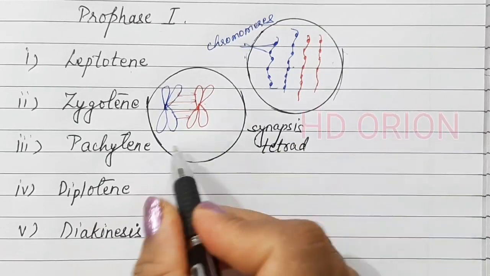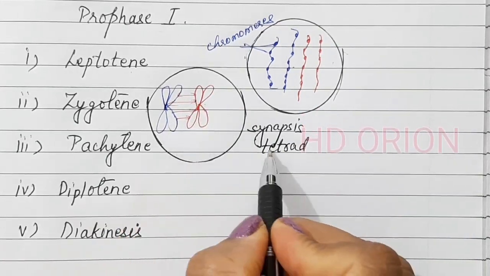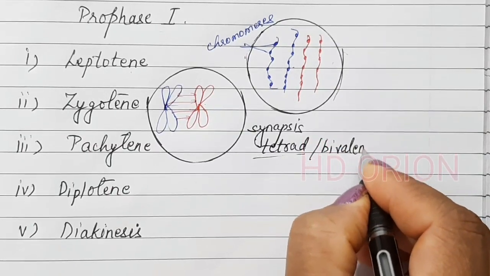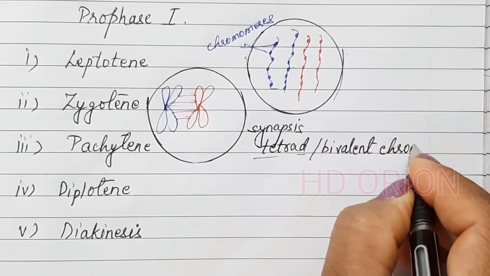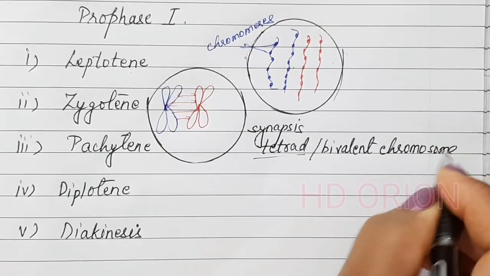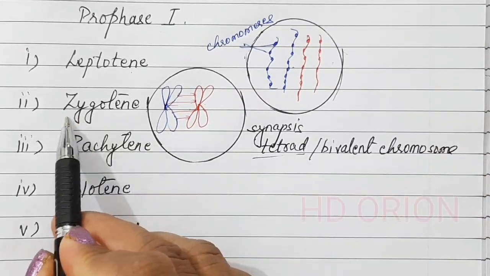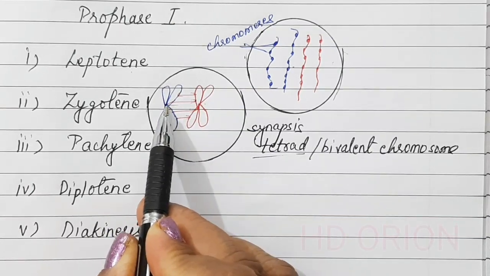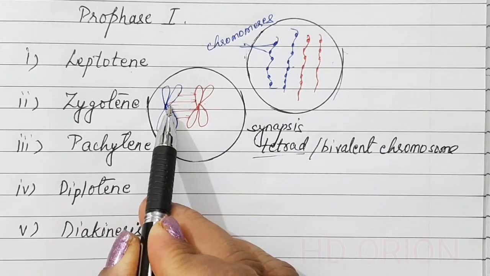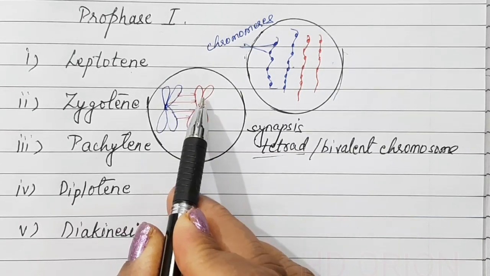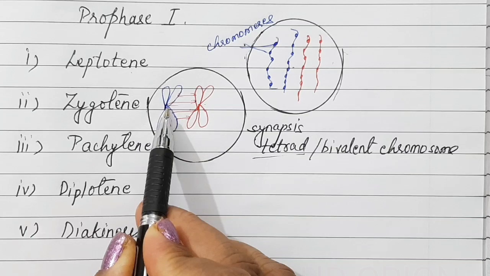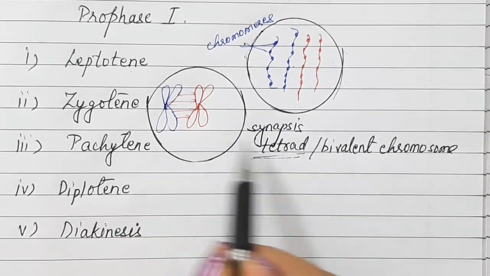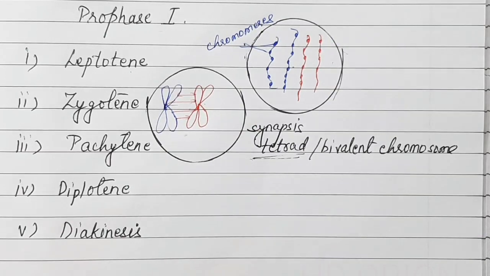Tetra means 4, and since it is having 4 chromatids, we call it a tetrad, or it is also known as bivalent chromosome. This is a characteristic feature that we see in zygotene, that the homologous chromosomes start pairing up, they come very close to each other, and the centromere appears to be 1 and the 4 sister chromatids appear to be attached to the same centromere, and the tetrad condition is seen, or a bivalent chromosome is formed in zygotene.